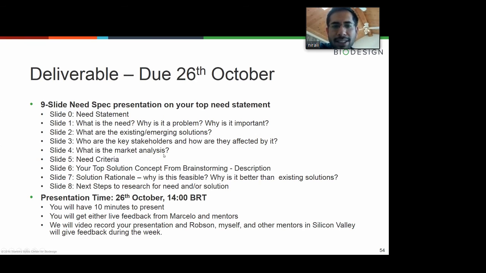What is the market analysis? So again, what is the economic cost? What's the current markets for the existing solutions? How much money is spent trying to solve this need today?